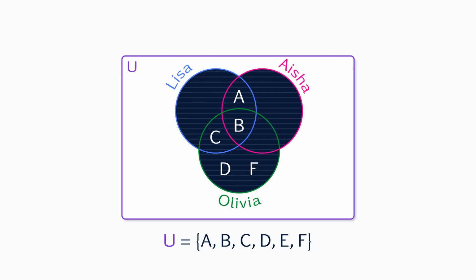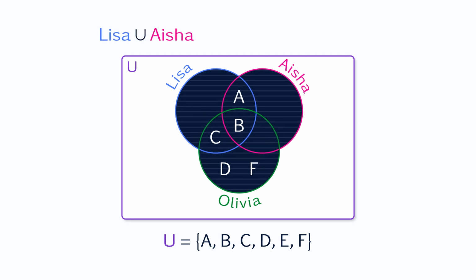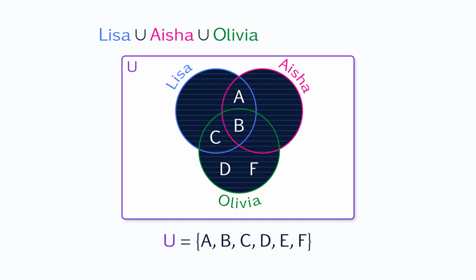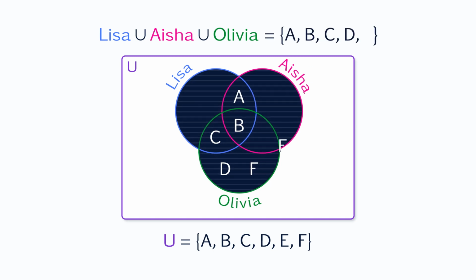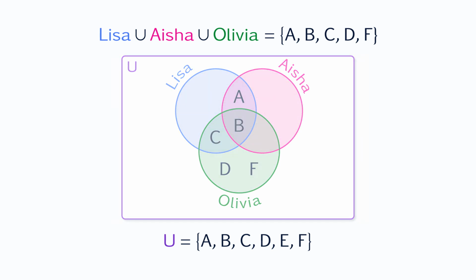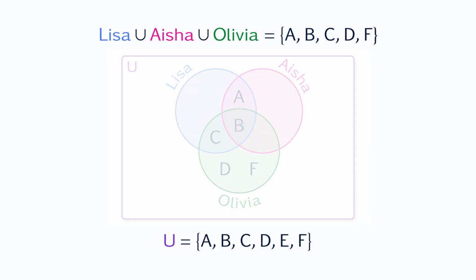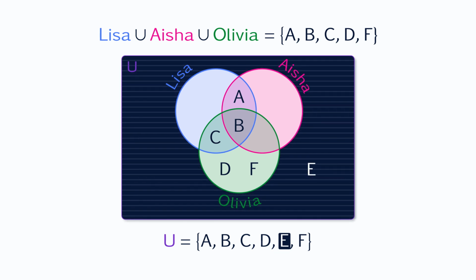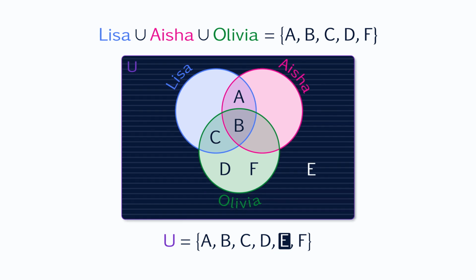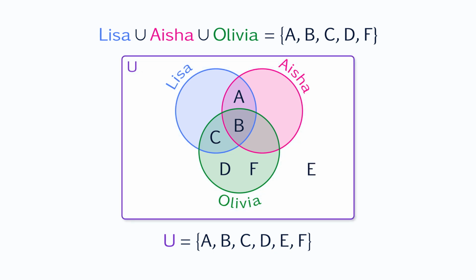From the Venn diagram, you find that the union of Lisa's, Aisha's, and Olivia's sets contains the elements A, B, C, D, and F. If you compare the two sets, you will find that the element E is not included in the union. You can therefore move E to this location, outside the circles, but inside the rectangle. And there you have it. The Venn diagram is finished.